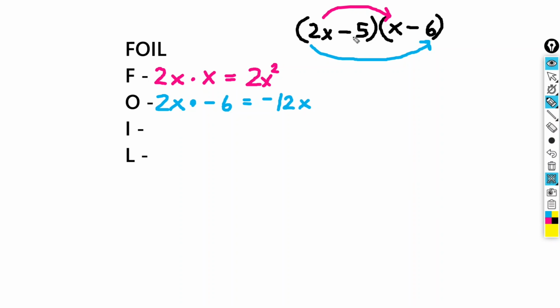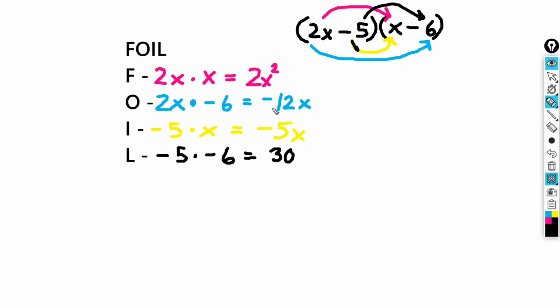We're going to do the inner terms. We'll treat this like plus negative 5. So we'll do negative 5 times x. So the inner term's negative 5 times x. So that'll be negative 5x. And then we'll do the last terms. We'll do negative 5 times negative 6. And that's going to be positive 30.